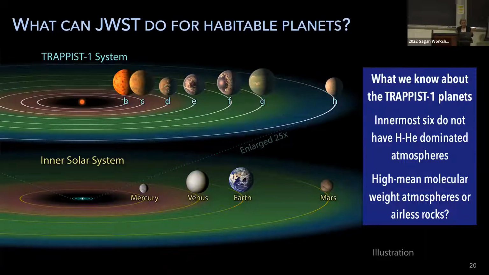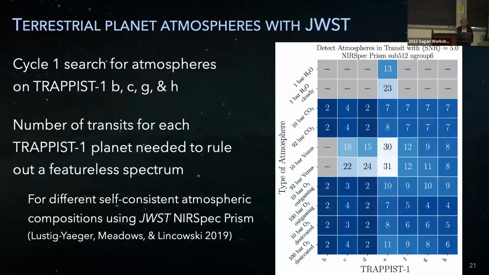So what do we know about those planets right now? The innermost 6 do not have light, puffy, hydrogen-helium dominated atmospheres. But we can't yet tell whether the planets have high mean molecular weight atmospheres like Venus or Earth, or whether they are bare rocks like Mercury and, sorry, Mars, which at interstellar distance is a bare rock.